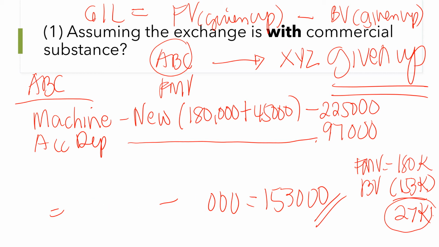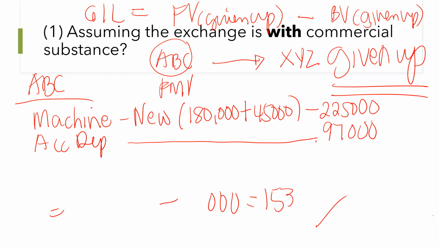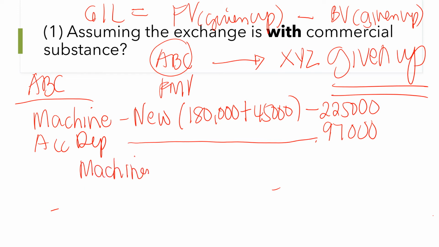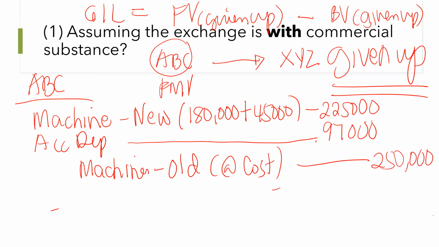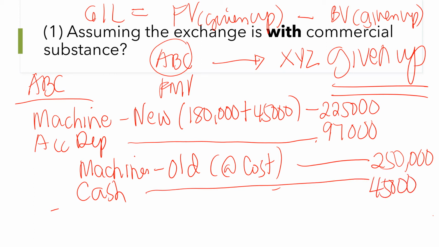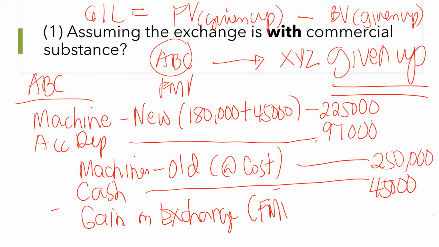I'll erase this because I need some space. We debit the accumulated depreciation, and we also need to credit the original cost, so we credit machinery, old, at cost, which is 250,000. Then the company paid cash amounting to 45,000. And the gain on exchange we computed earlier, the difference between the fair market value and the book value, is 27,000.